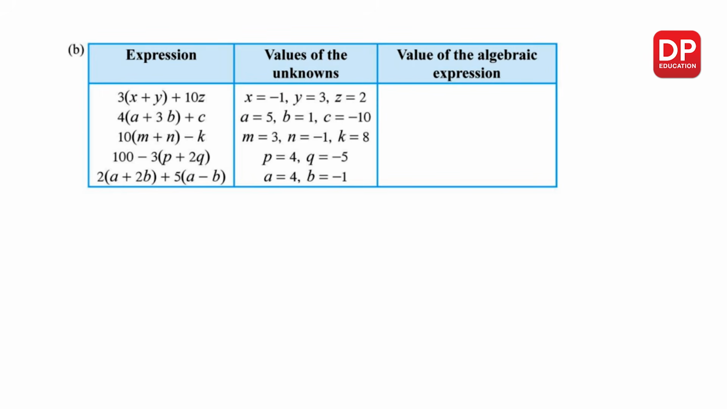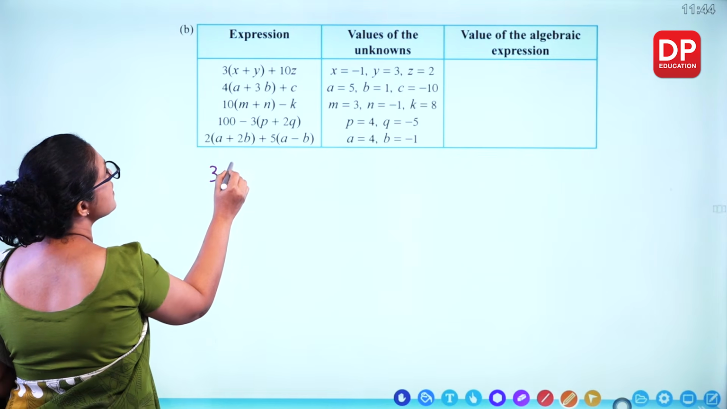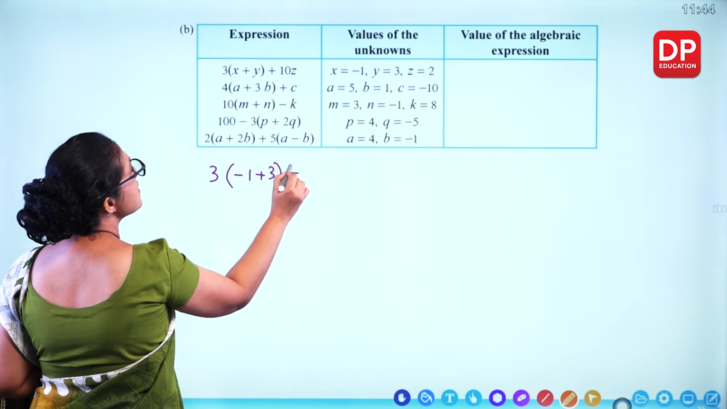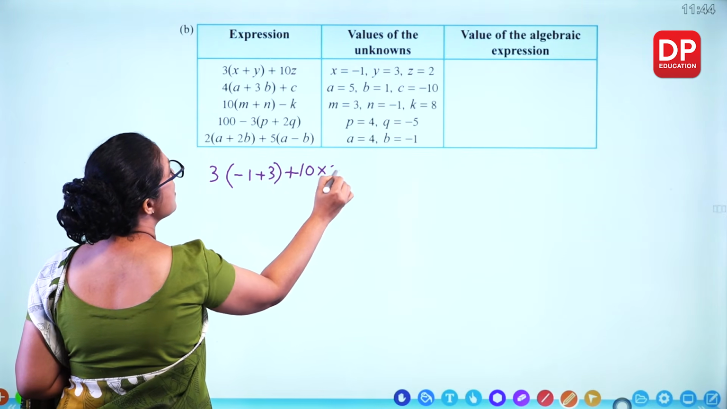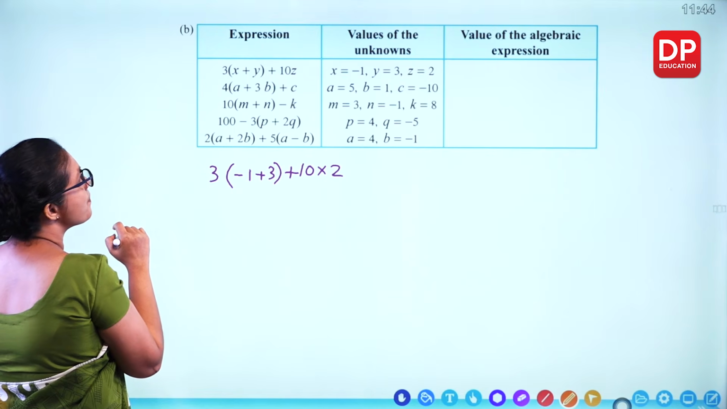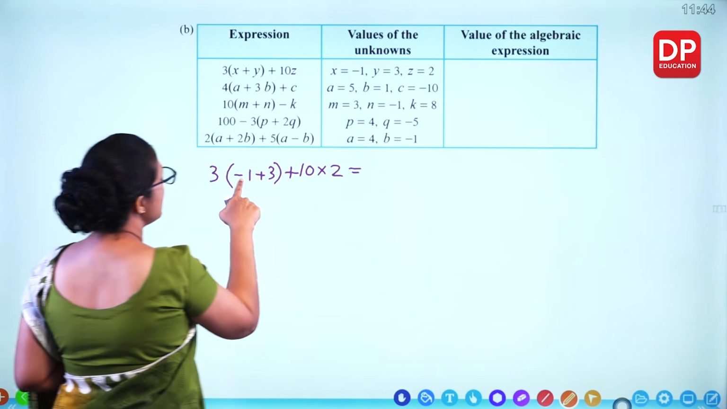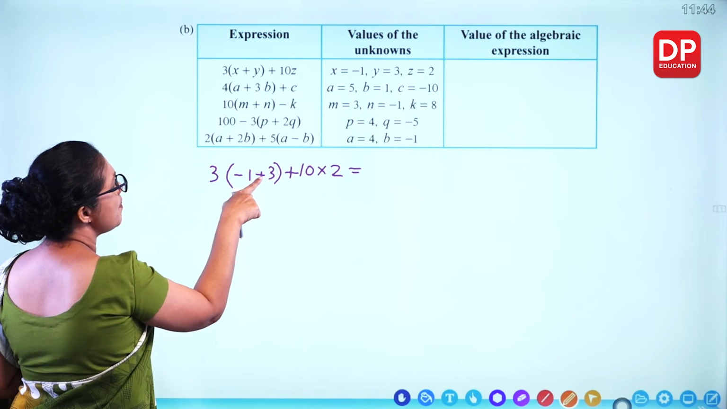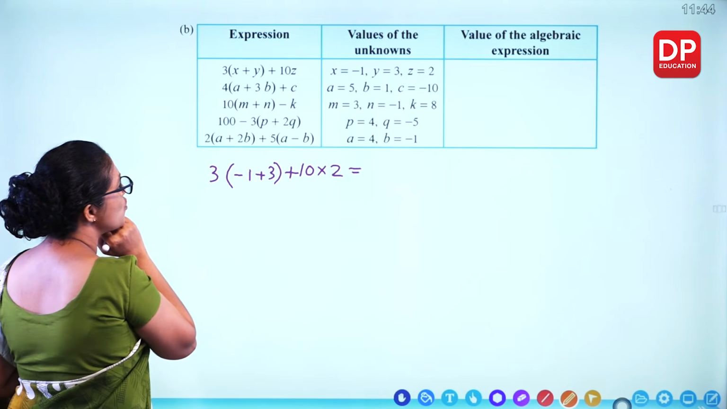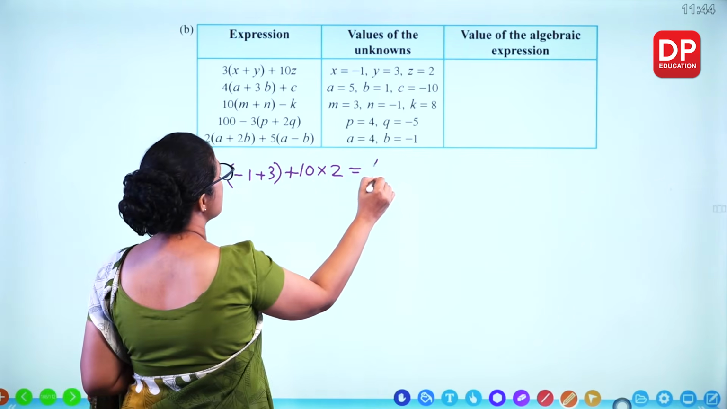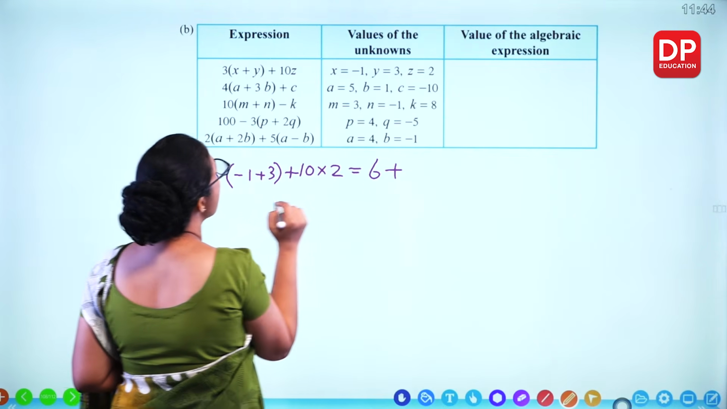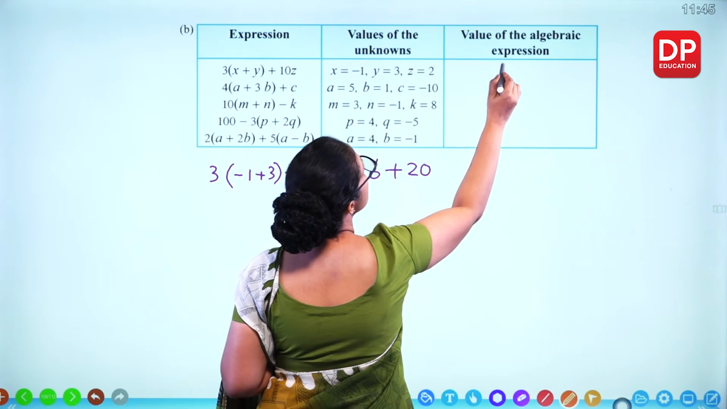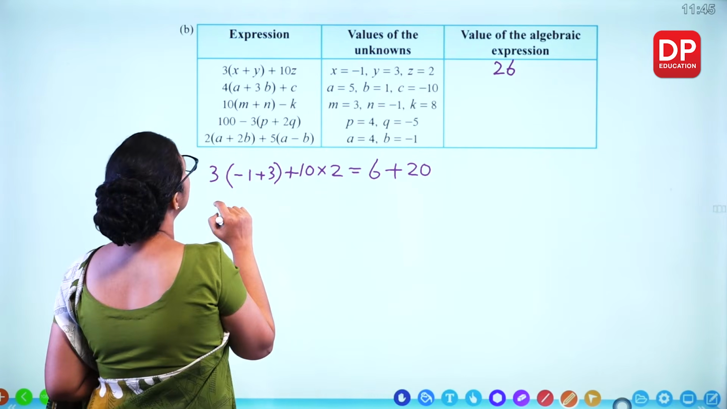These values. 3x plus y. So minus 1 plus 3, plus 10z, multiplied by 2. You get, here we'll do the brackets first. Here minus 1 plus 3. 3 minus 1, 2. 2 times 3, 6. Plus 10 times 2, 20. So you get 20 plus 6, 26.